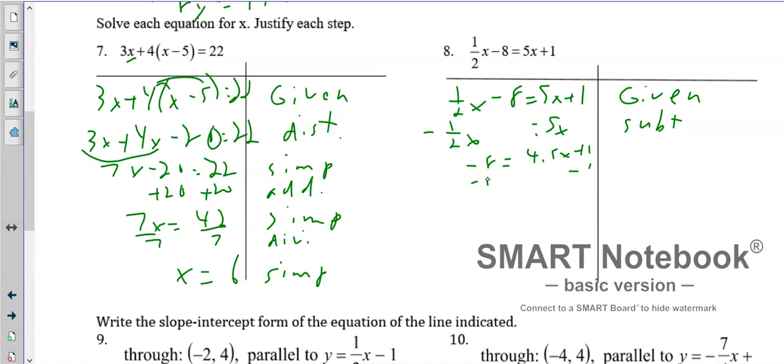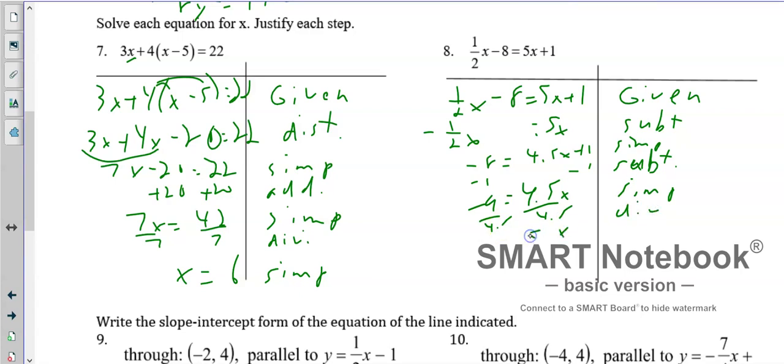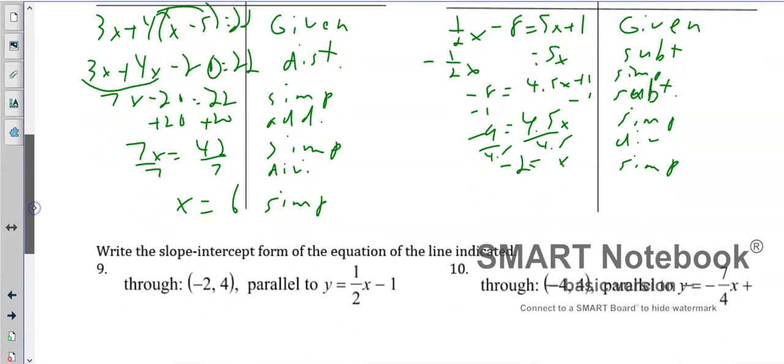Subtract 1, and I simplified first. And now I'm subtracting. I can abbreviate. That gives me negative 9 equals 4.5x. Again, I just simplified there. I'm going to divide by 4.5. Obviously division. And that will give me x equals negative 2. Simplified. So I just did basic algebra and then just justified my steps along the way.